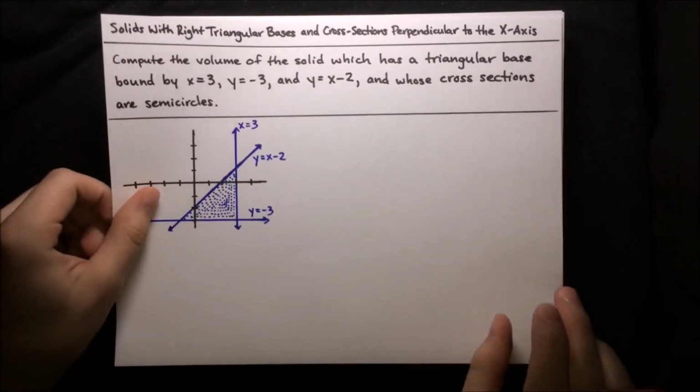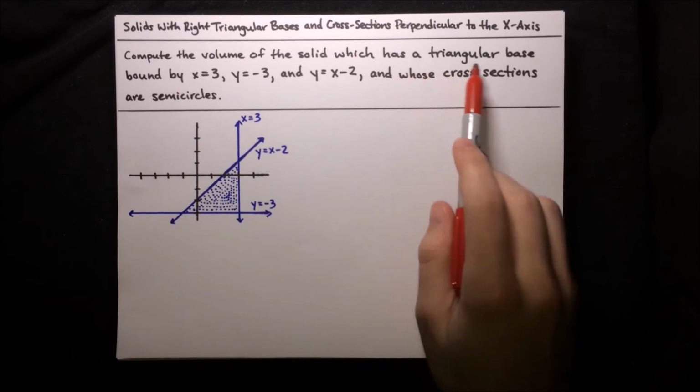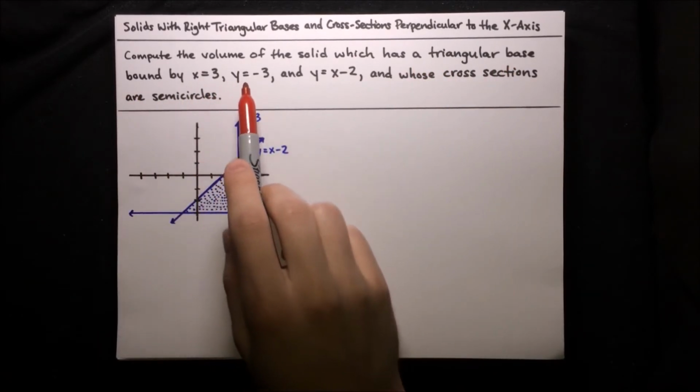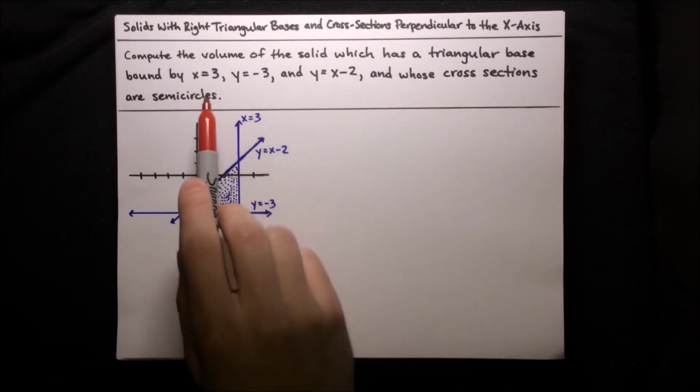Alright, here's another example. Compute the volume of the solid which has a triangular base bound by x equals 3, y equals -3, and y equals x minus 2, and whose cross-sections are semicircles.